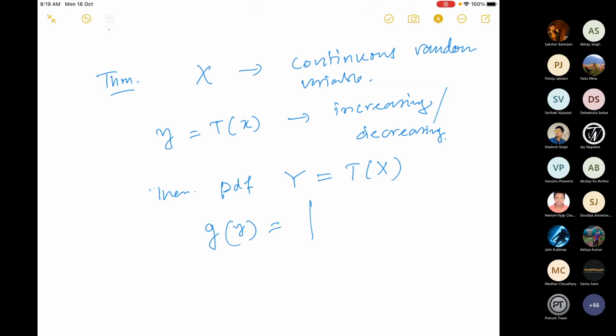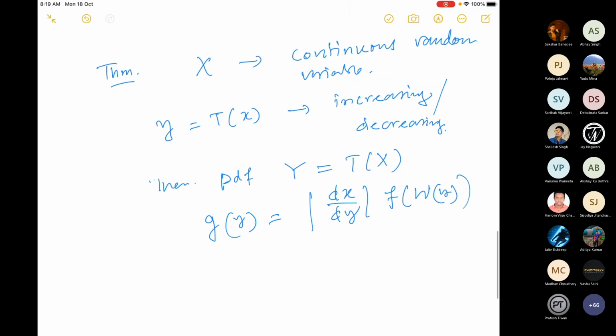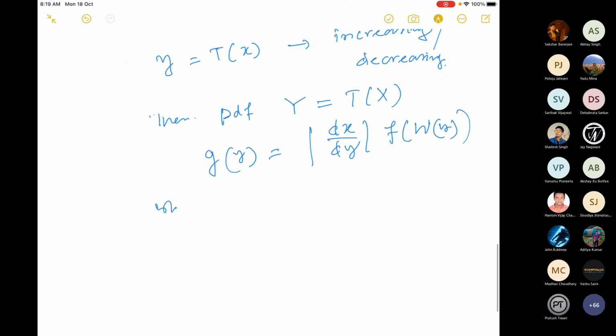We proved it actually that it is mod of dx/dy, and then f of w(y). And what is this w? This function w is the inverse of t, where x equal to w(y). It's the inverse of t, or you can say t(x).